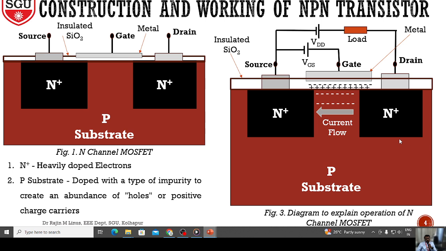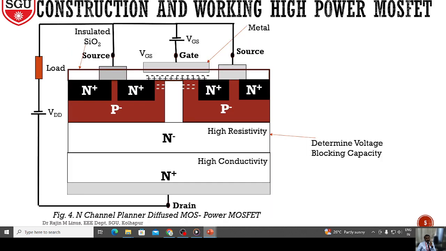Now I hope you understand how the simple NPN bipolar metal oxide silicon field effect transistor works. Now we are going to learn about the construction and working of the power metal oxide silicon field effect transistor, which is normally for high power devices. Many n channel MOSFETs are connected in parallel, or diffused in a diffused manner.